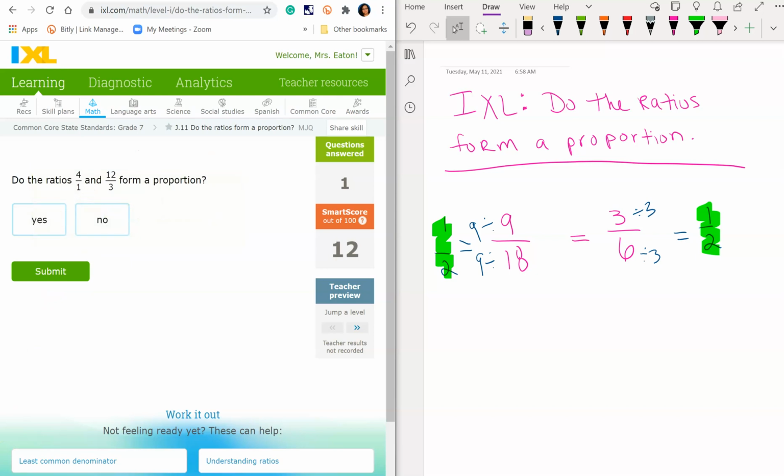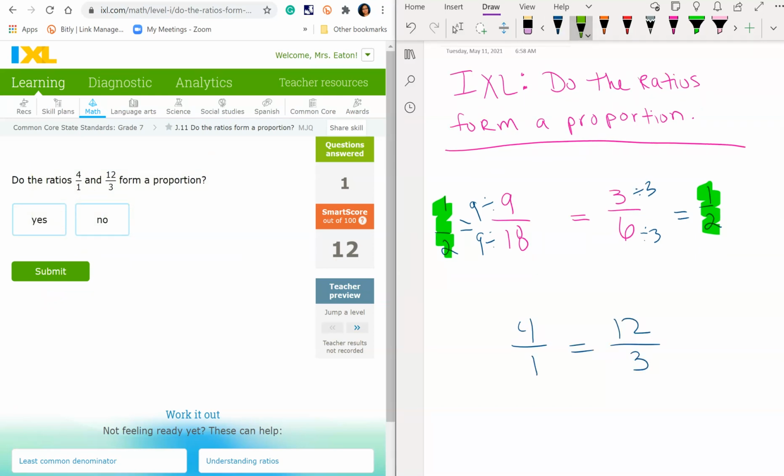Let's do one more. So we have these two, 4/1 and 12/3. 1 goes into 4, 4 times, and 3 goes into 12, 4 times, because 3 times 4 is 12. As you've noticed, these now have the same number because they've been simplified, so we would say yes.